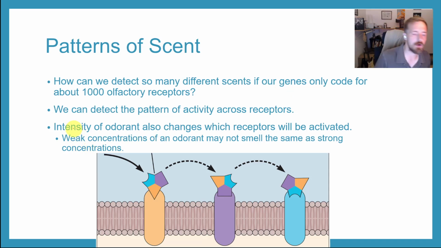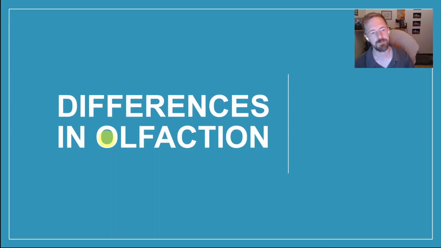So this can also change based on the intensity, the concentration of the smell. If you only have a weak concentration, that's why sometimes we mistake things, where we smell something like, oh, that smells like beef. And you take another deep breath in and you catch a higher concentration and you're like, oh no, actually that smells like fish.